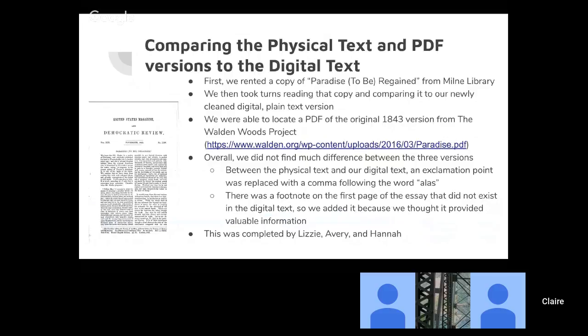So once we cleaned all the digital text, we had to compare the digital text to a physical copy just to make sure that we had everything correct. The first thing that we did was rent Paradise Ravine from the library. And then it was me, Lizzie, and Avery. We took turns comparing the physical text to the clean text. And while we didn't find many discrepancies, there were a few things. There were some places where an exclamation point would be replacing a comma, so we fixed that. And then there were a few footnotes on the actual text that didn't exist in the digital text, so we added them to be more precise.